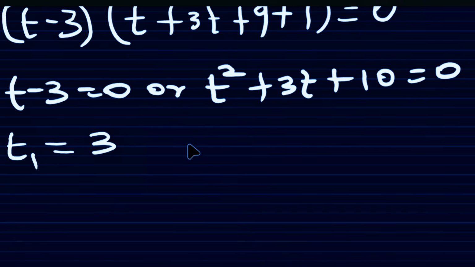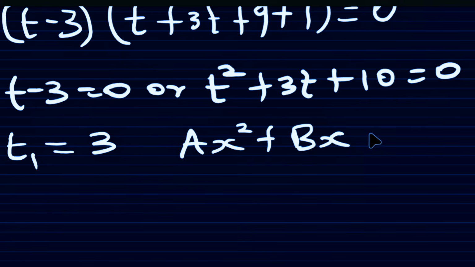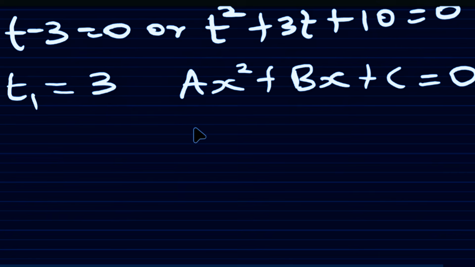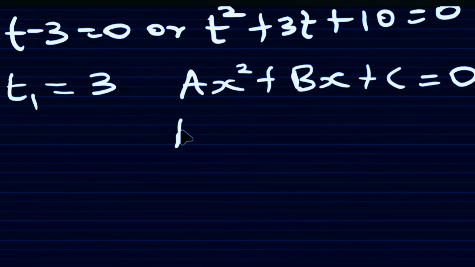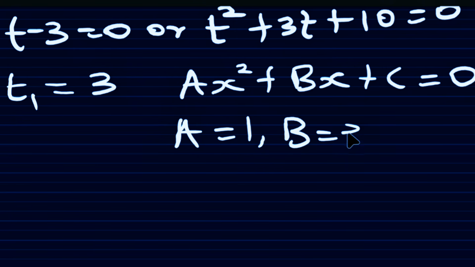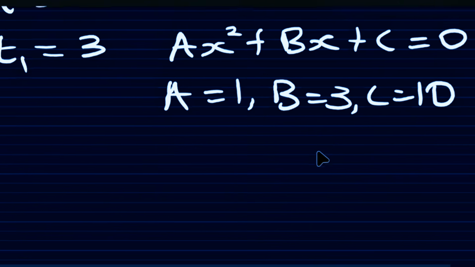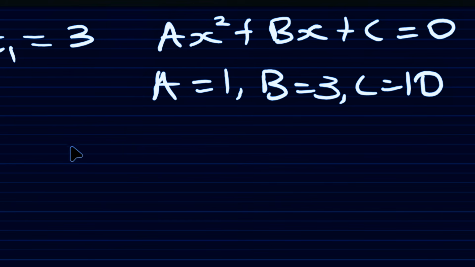Now, this is of the form ax² + bx + c = 0. From here, a equals the coefficient of t², which is 1. And b is the coefficient of t, which is 3. And c is the constant, which is 10. So from here, now we are going to use it. We said that we are solving this using the quadratic formula.